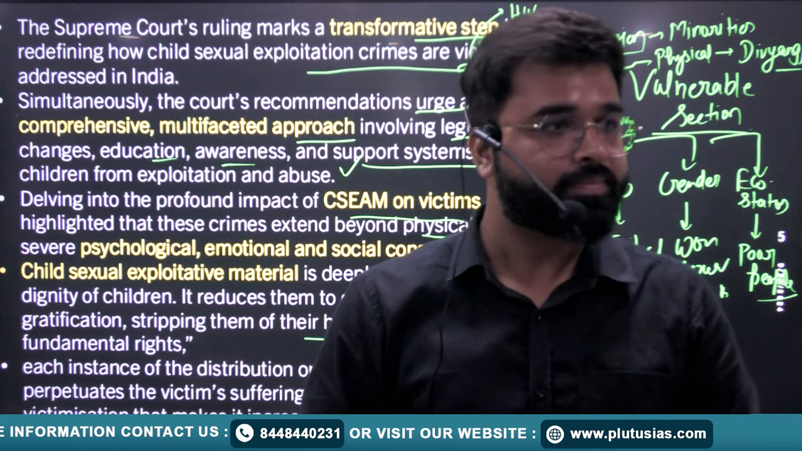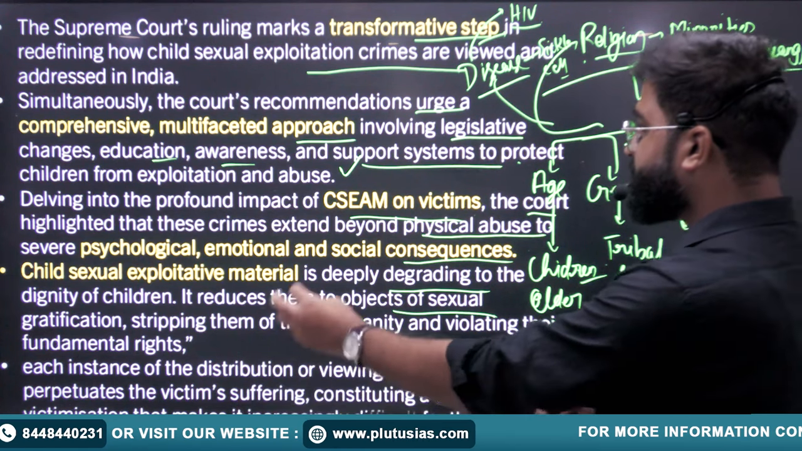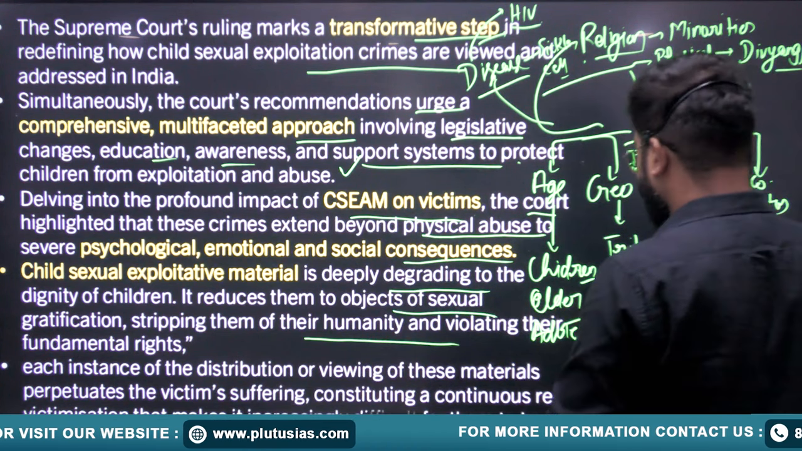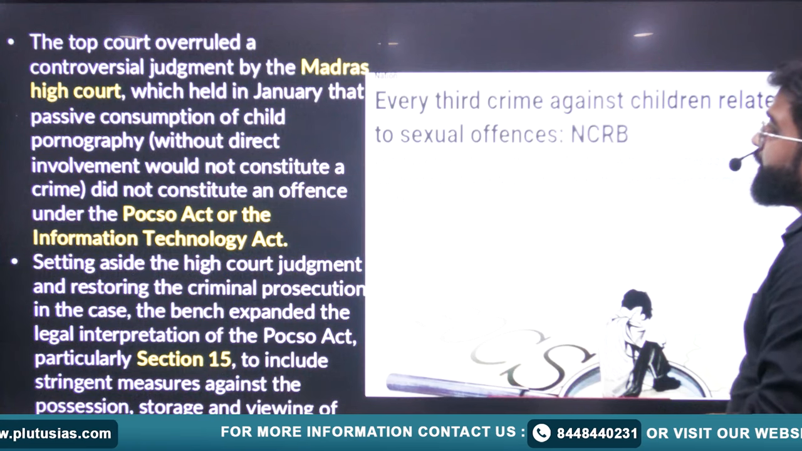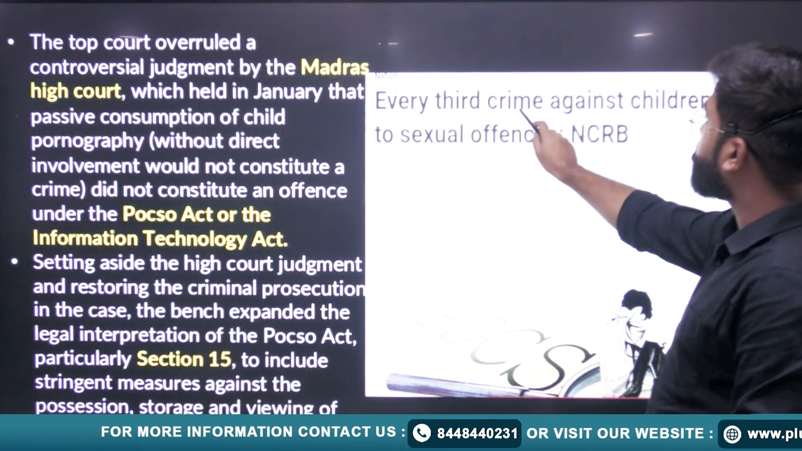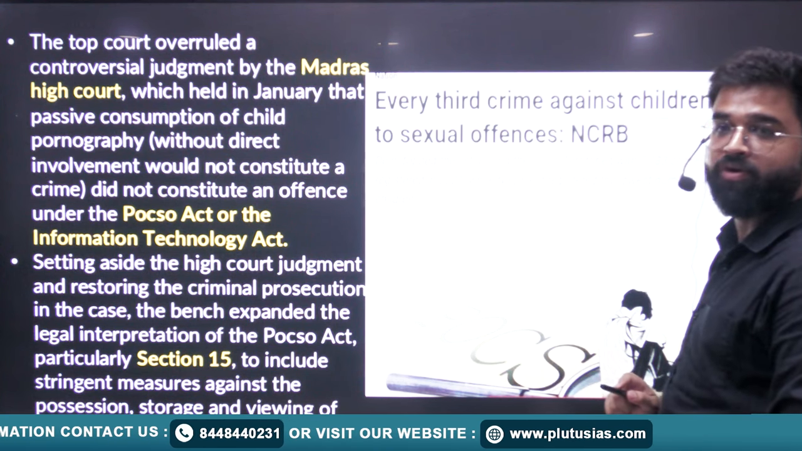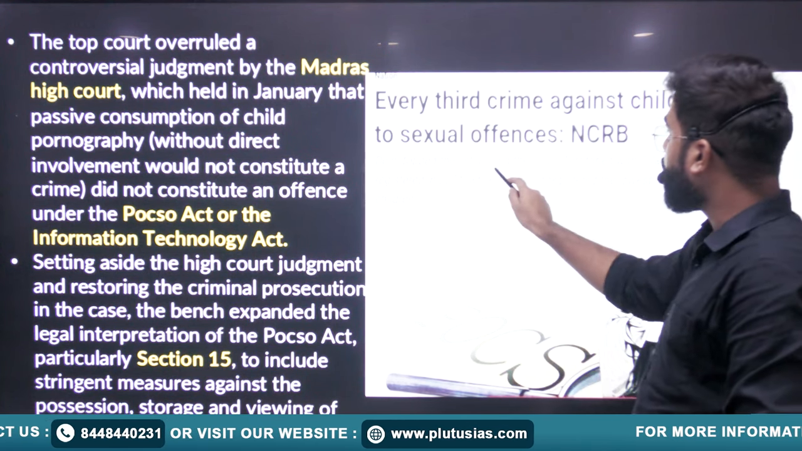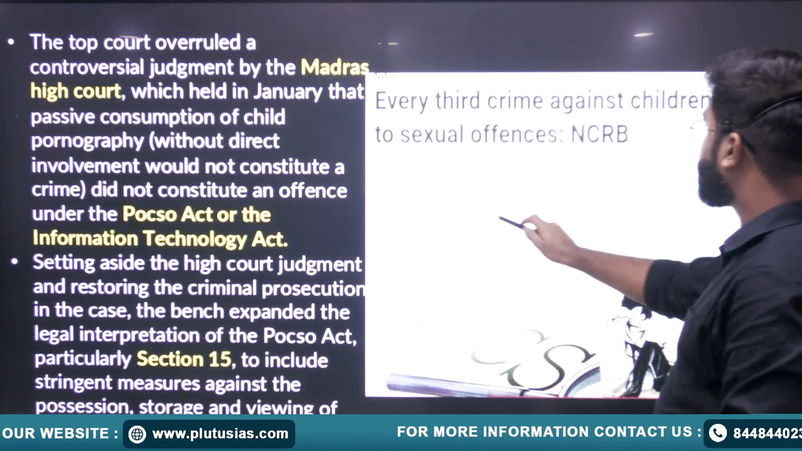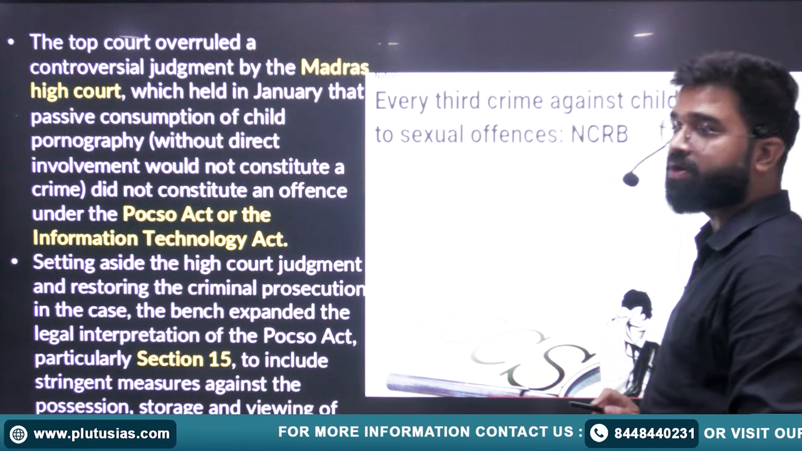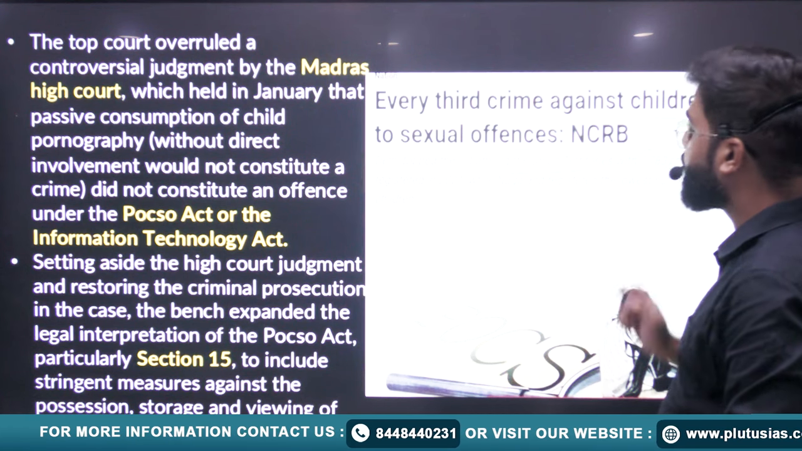Okay. Right now we are discussing children and especially child sexual abuse. Okay. Every third crime against children relates to a sexual offense. Delhi topped the list among the Union Territories. 7783 crimes against children were registered in 2021. Nagaland registered the lowest number of crimes against children.